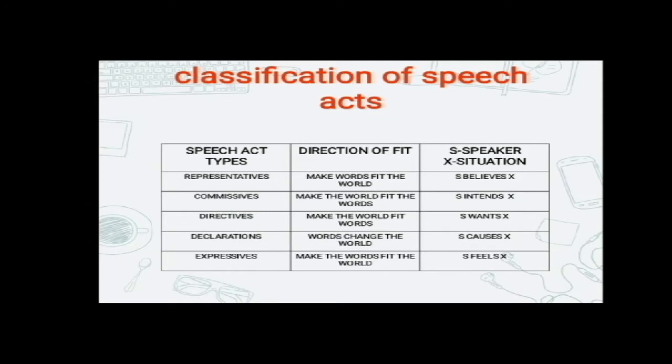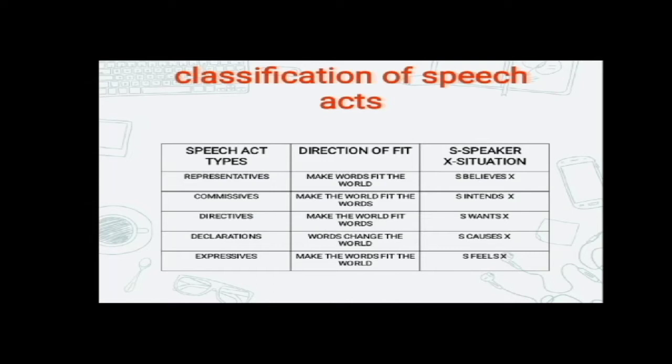So here's the table for you to understand more the classification of speech acts. First is representatives. They make words fit the world. The speaker believes a certain situation to be true. Second is commissives. They make the world fit the words. The speaker intended a certain situation. For an example, I'll be back.